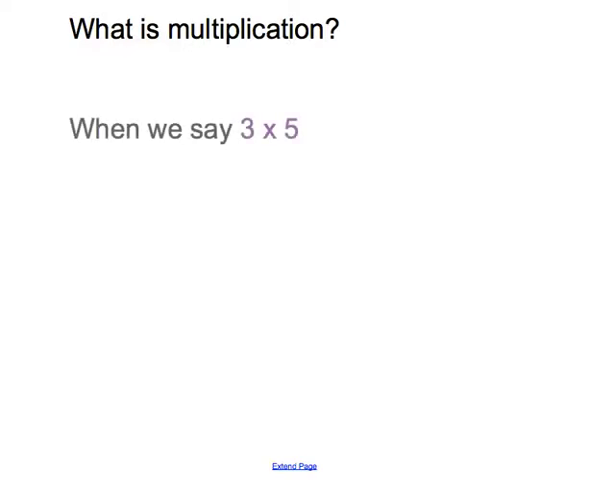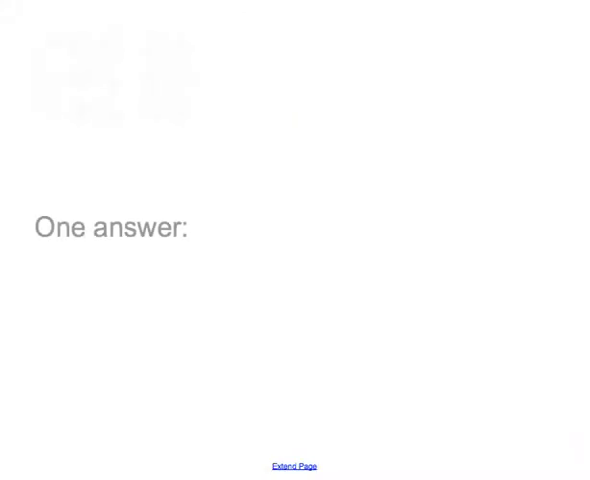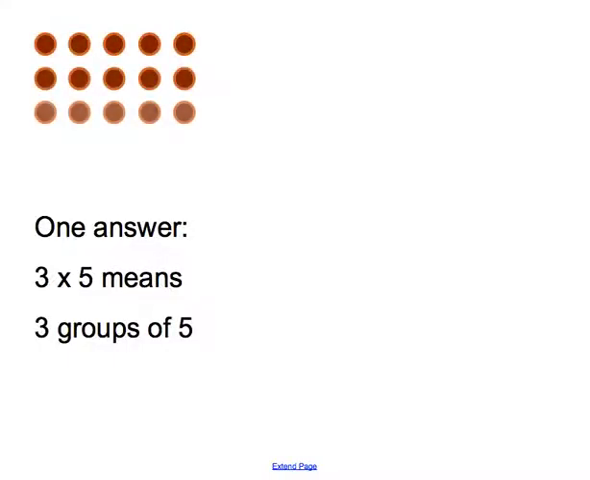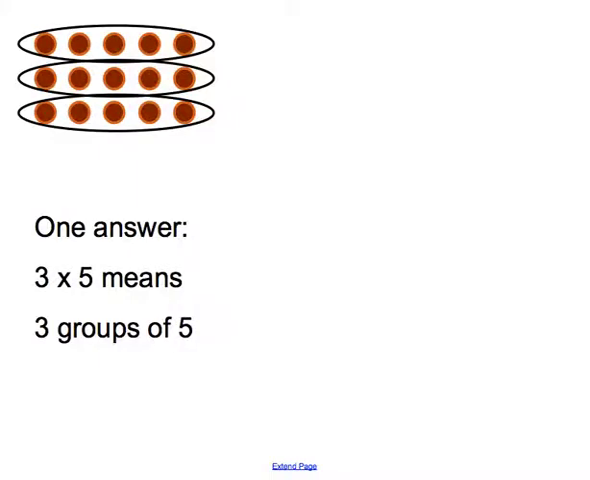When we say 3 times 5, for example, what does it mean? One answer is that 3 times 5 means 3 groups of 5. 1, 2, 3 groups of 5. In those 3 rows of 5, we can see there are 3 times 5, 15 objects.